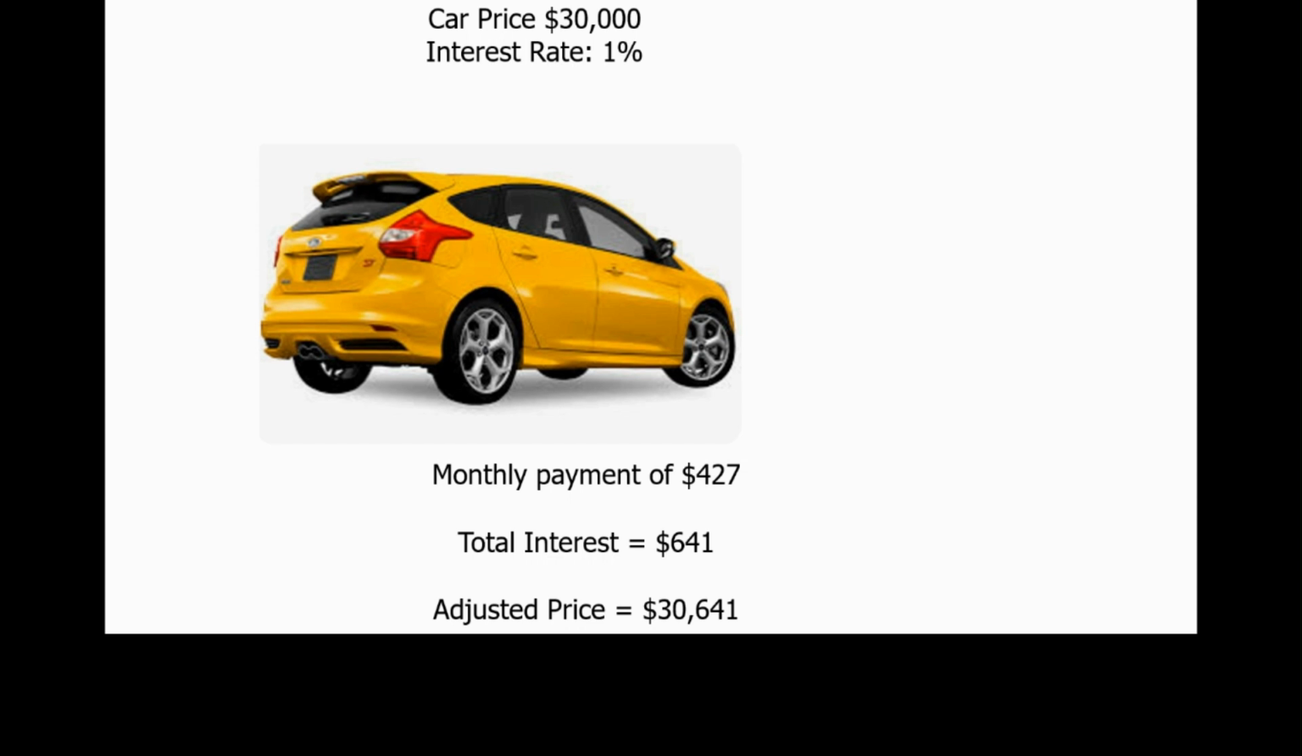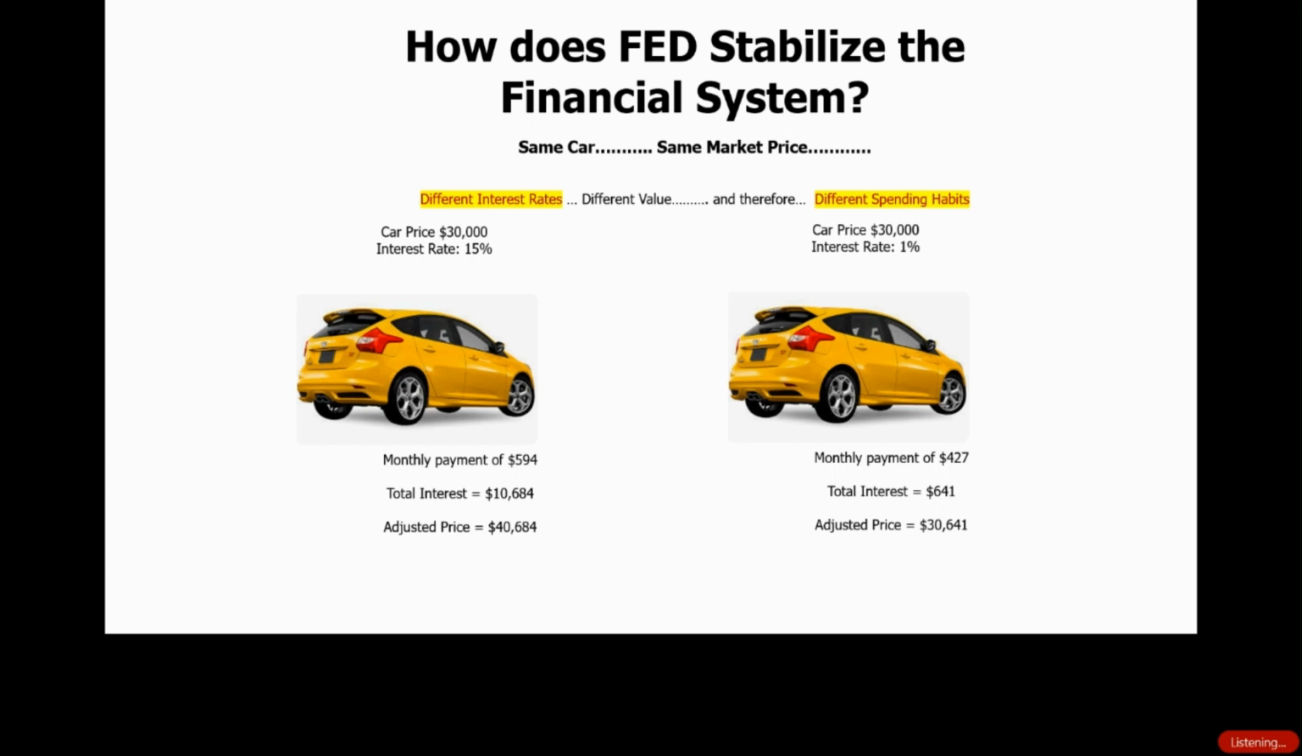you buy the car. So let's look at this scenario side by side. We have the same car with the same market price, which was $30,000, but we have different interest rates, one being 15% and the other one being 1%. And so we got a different value at the end and therefore different spending habits. In the one case, you bought the car, and in the other case, you didn't buy the car, even though the car was the exact same price. So those interest rates change your spending habits.